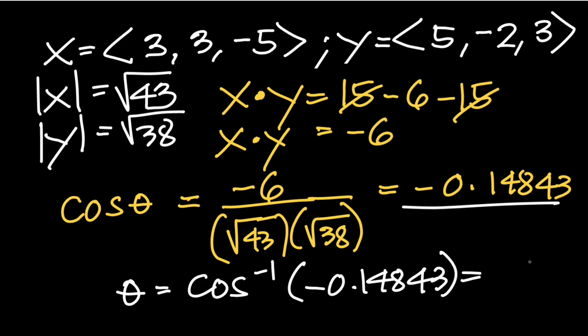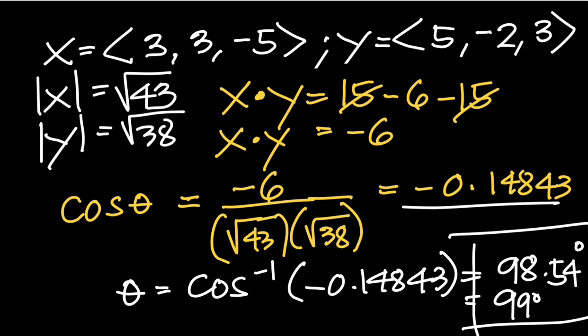And this would give us an angle that is approximately 98.54 degrees, or just simply 99 degrees. So this is the measure of the angle between the two vectors x and y. So it would look like this. It's 99, so it's obtuse. So this is vector x and this is vector y, and this is 99 degrees.